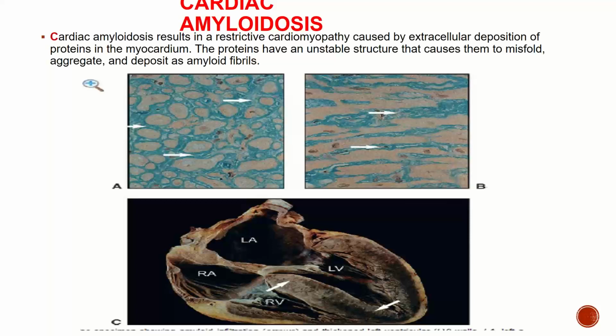What you see here is a histological specimen, and they used a stain called Sirius red. What you can see, in the white arrows, these blue areas are the amyloid fibril deposits within the myocardial cells. And this is a gross specimen showing the LV is also hypertrophied, and you see LV and RV, the left atrium is enlarged, and these white arrows point toward the amyloid deposition in the heart.